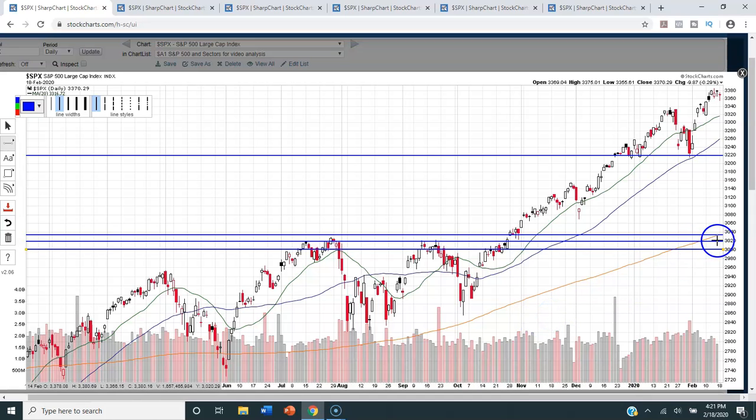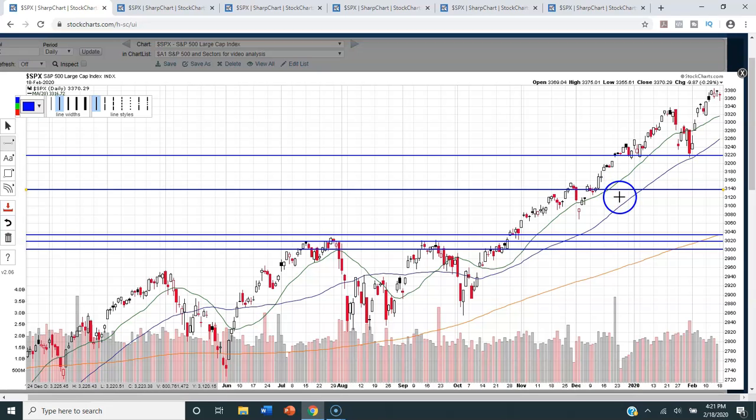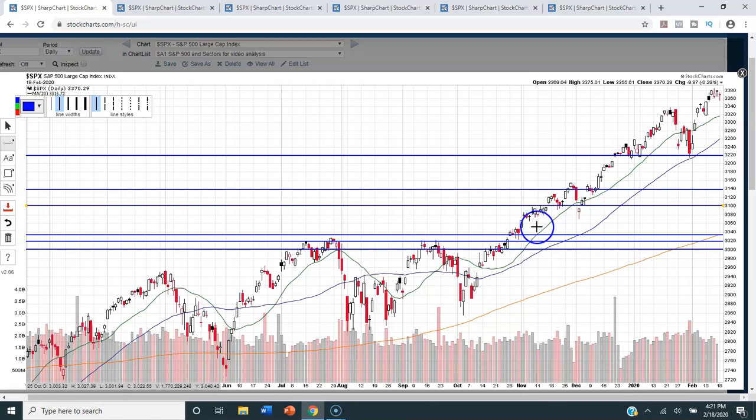So I think, if this 3220 level doesn't hold, you can see there just isn't a lot. There's some support around 3140, maybe around 3120, 3100. So there's a little bit there, but much larger area of support somewhere around this 3020 plus or minus 20 points, which again brings us down to this 200-day moving average.